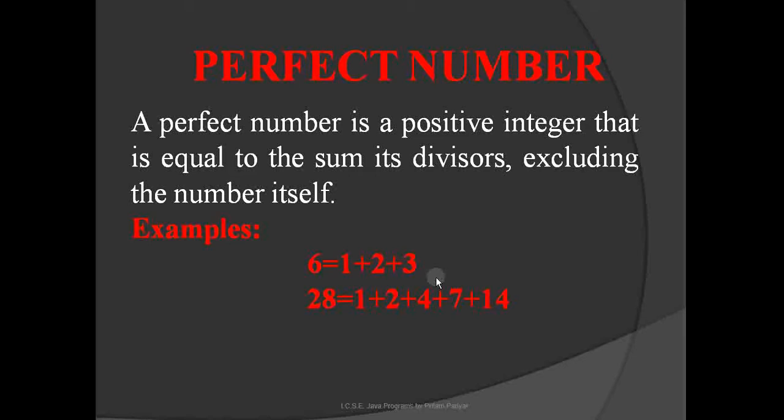So if the sum of its divisors is equal to the number itself, then it is known as a perfect number. There is one more example, 28. The divisors of 28 are 1, 2, 4, 7 and 14. If you add these factors, the sum will be 28. So that means the original number and the sum of its divisors excluding the number is equal to the original number. So that is the definition of a perfect number.